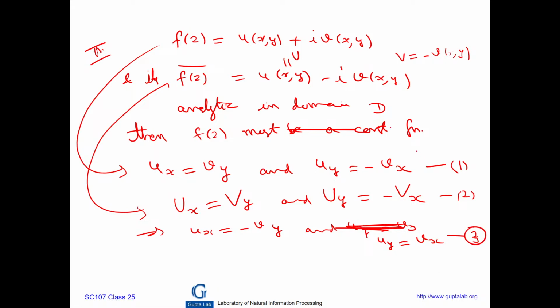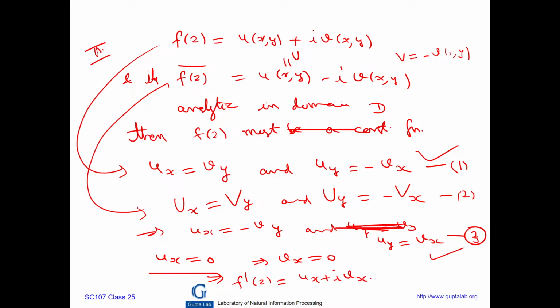Now combining the first one and the third one, you can see that we will get ux = 0. And this will also imply that vx = 0. This implies that f'(z) will be what? ux + i vx = 0. So if the derivative of the function is 0, then f(z) must be a constant function. Right?